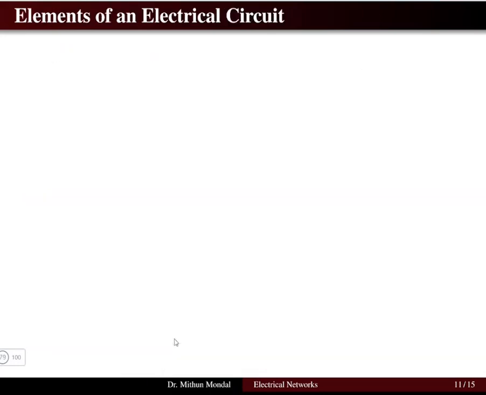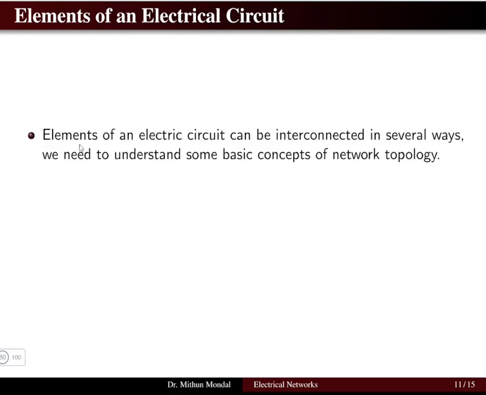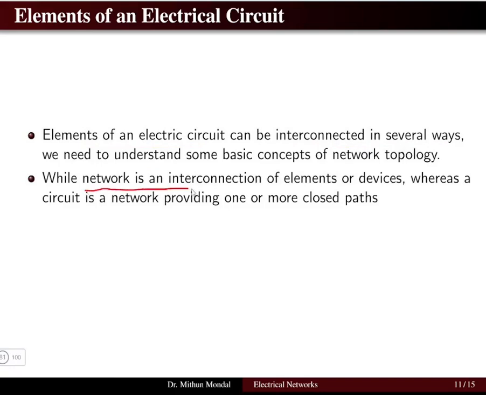Having known the different types of electrical networks, now we will focus our discussion on the elements of an electrical circuit or network. The elements of an electric circuit or network can be interconnected in several ways. Whenever we say electrical circuit, the elements can be interconnected in various different ways. So it is very necessary to understand some of the basic concepts of network topology. While a network is an interconnection of elements or devices, a circuit is basically a network which has a closed path. If the closed path is not there, then we can't say the network is a circuit.